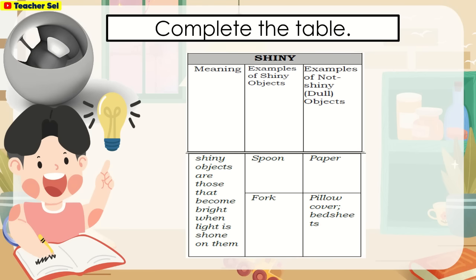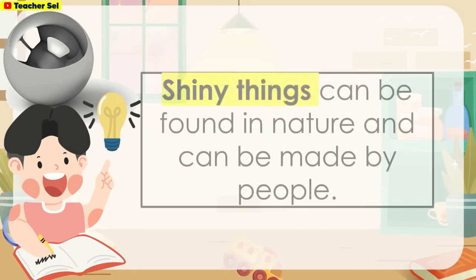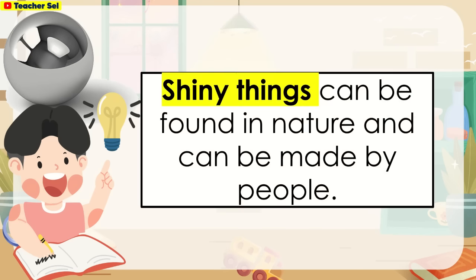For its meaning, shiny objects are those that become bright when light is shown on them. Examples: spoon, fork. Examples of not shiny: paper, pillow cover, bed sheets. Shiny things can be found in nature and can be made by people.